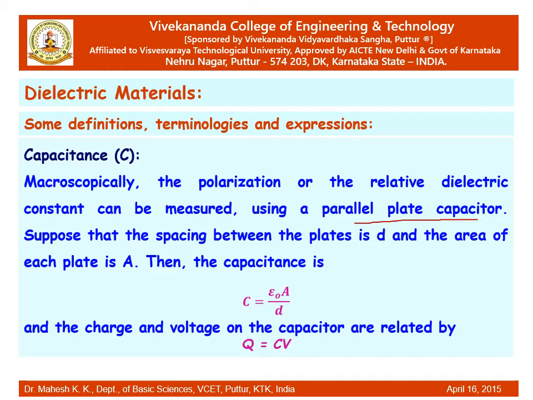Suppose that the space between the plates is D and the cross-sectional area of each plate is capital A, then the capacitance is C equals epsilon naught A divided by D, and the charge and voltage on the capacitor are related by Q equals CV.